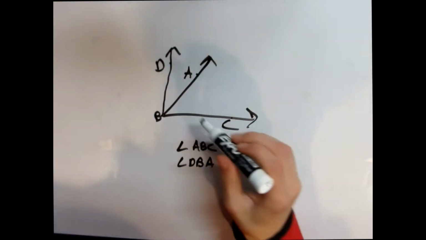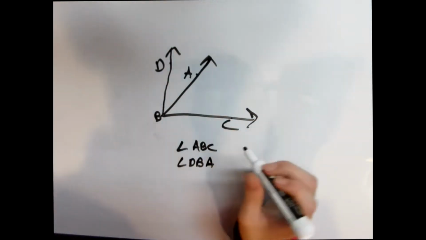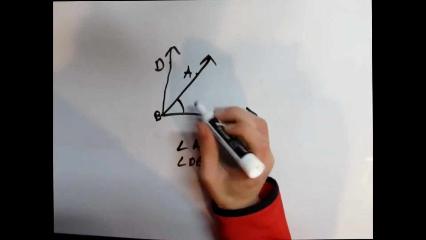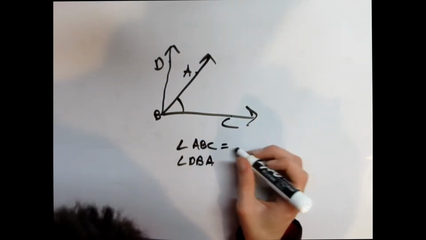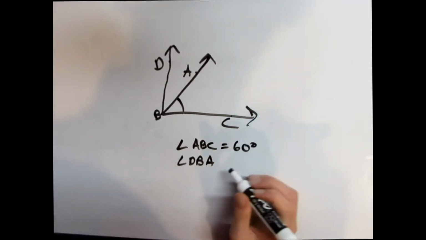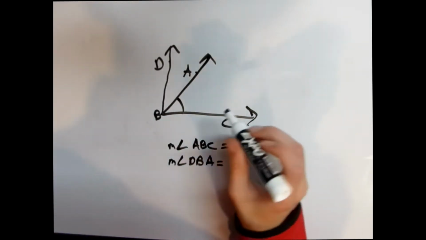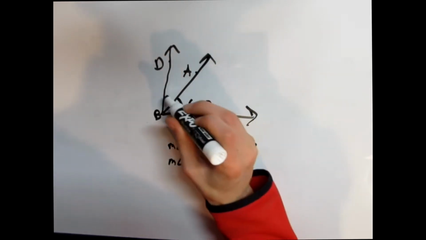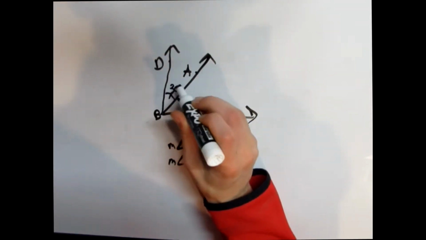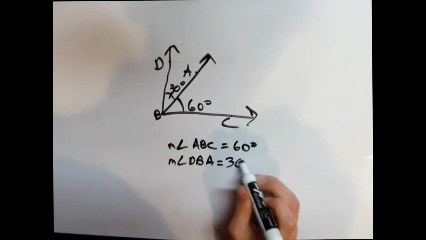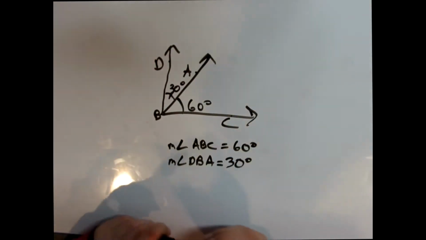Now there's a couple things going on here. First, let me assign these angles some measures. So let's make the measure of angle ABC equal to 60 degrees, and make the measure of angle DBA equal to 30 degrees. So there's a couple interesting things going on here.